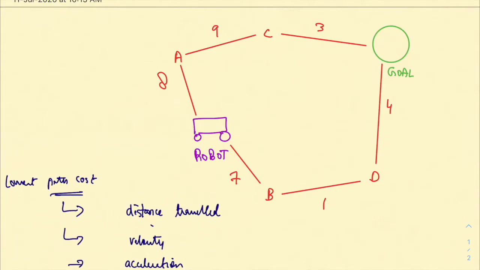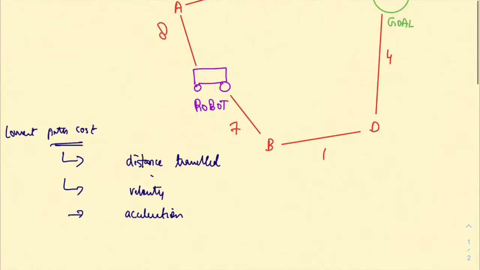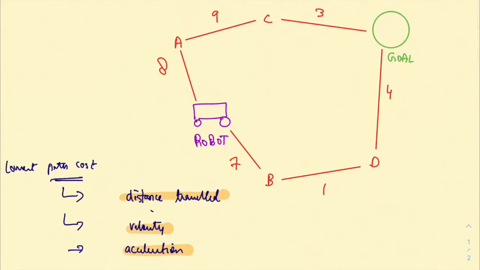Now the path cost can have different meanings. It can mean the distance traveled, the velocity, the acceleration, or the fuel consumed. It's up to the robotics engineer to decide that. Let's suppose it means distance traveled in an example.